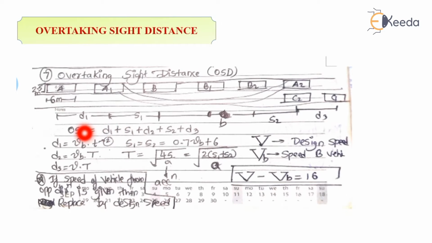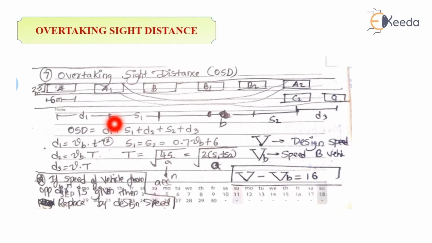Here I have written the total side distance. Overtaking side distance is equal to D1, that is A to A1, S1, that is from A1 to B, and this is B. By mistake I have written D2. This is B from B to B2. This is S2 from B2 to A2, or C2 you can say, and D3 is nothing but C1 to C3.